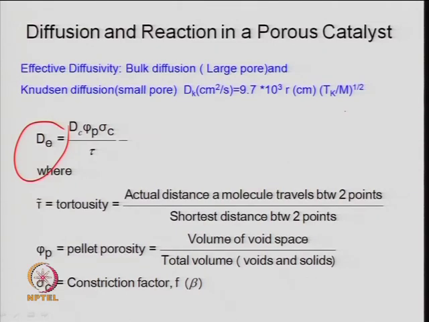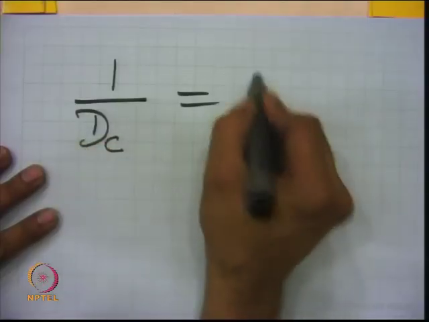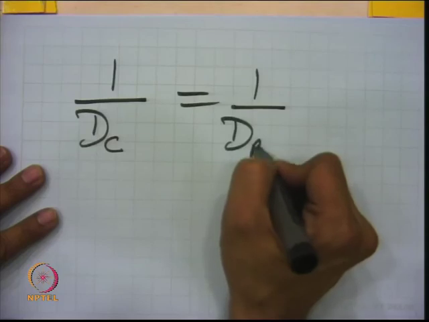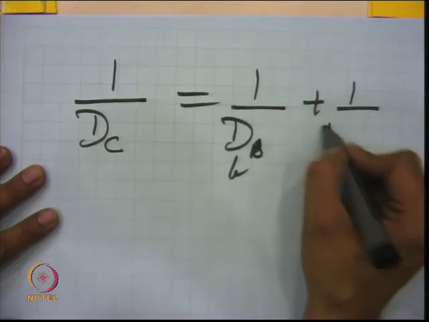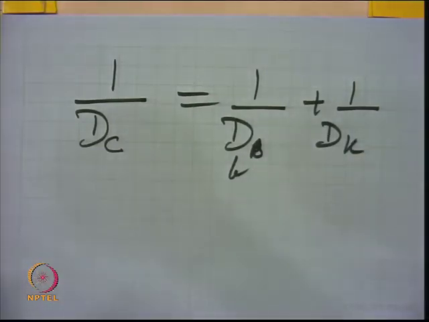So, your combined diffusivity, which we write as D_C, is related to the bulk diffusion, which I will write with a small b, and the Knudsen diffusion, which is small k. That is your combined diffusivity.